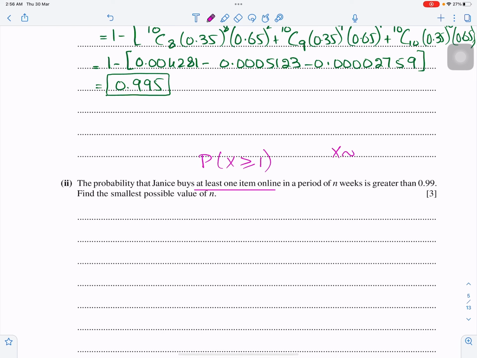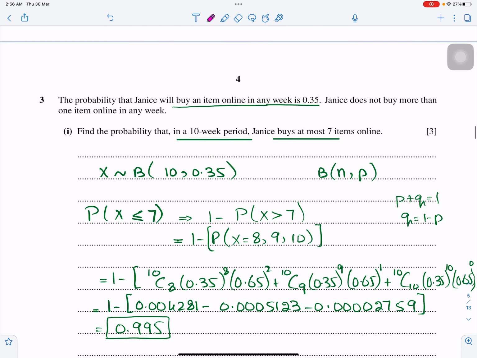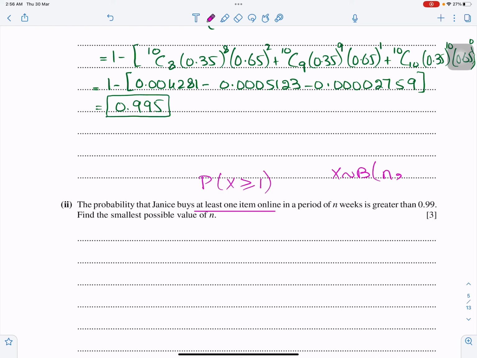Now in the binomial distribution, you don't know the number of trials, which is n this time. In the last part it was 10, right? The number of weeks was given to you, but now it is not given. Still they're talking about buying an item, so the probability is 0.35. So this is your distribution, and it is saying the probability is greater than 0.99. So basically you have to find that at least one item is bought online and the probability of that is greater than 0.99. This is the actual question. So you have to solve it and get the value of n.